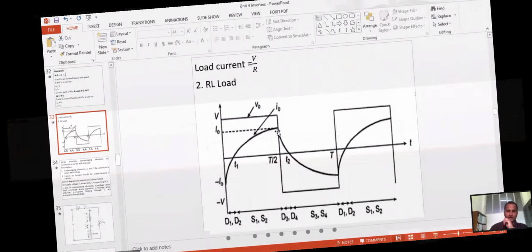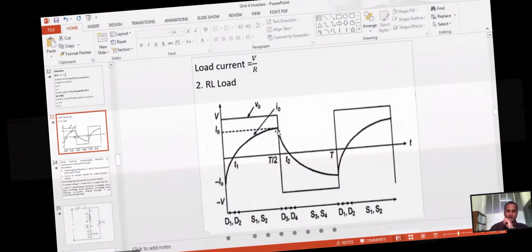Now series inverters. The inverters can be series inverters or parallel inverters. In a series inverter, the commutating elements are connected in series with the load. What is commutation? It means making, let's say, the thyristor conducting. The commutating elements, which can be L and C, are connected in series with the load R.